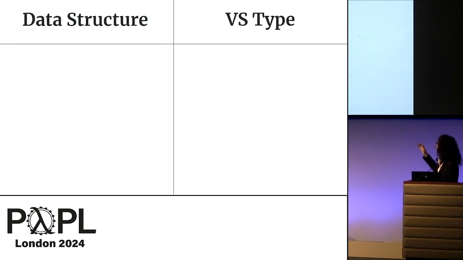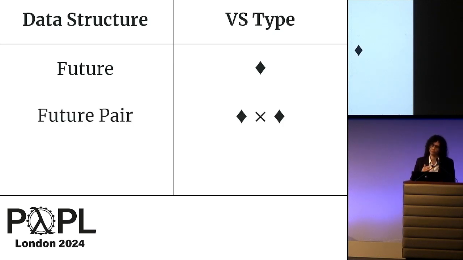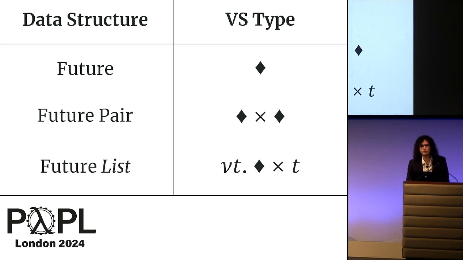I'll give examples of this correspondence between a data structure and the type of the vertex structure that should represent it. As we know, a future is going to be represented by a single vertex, so the type of that vertex structure representing it is going to be the type of a vertex. For a pair of futures, we're going to need a pair of vertices to do that. If we have a list of futures, we have a stream of vertices.